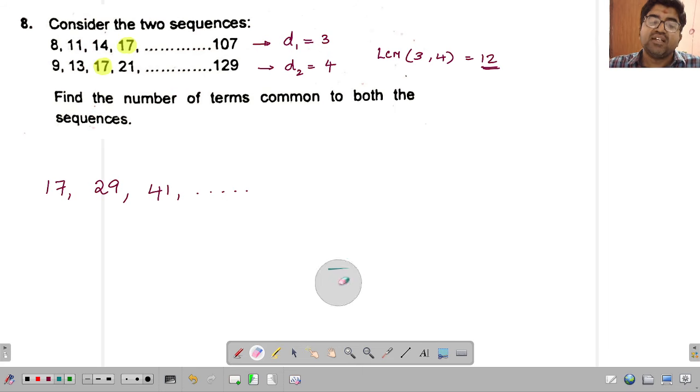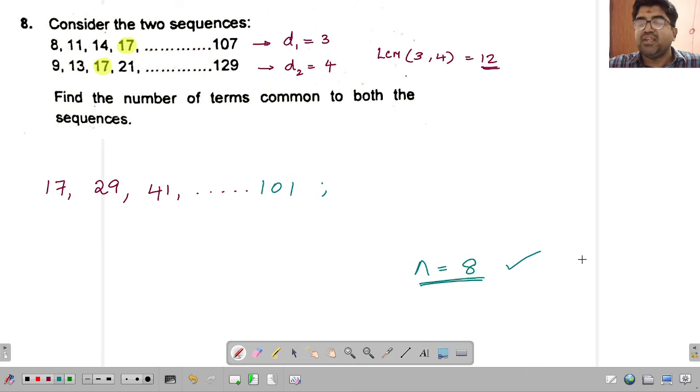So when I list those common terms to the first sequence as well as the second sequence, I see 17, 29, 41, etc., and 101 comes, which will be common to both sequences. What is the number of terms common to both the sequences here? That n comes as 8. So for this question, find the number of terms which are common to sequence 1 and sequence 2, the final answer comes as 8. Alright.